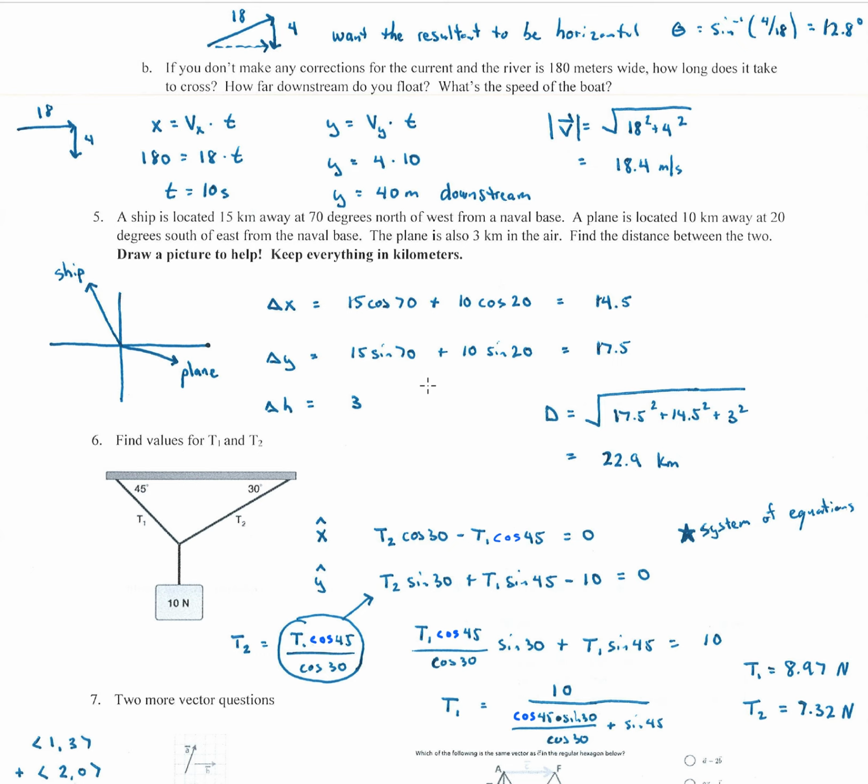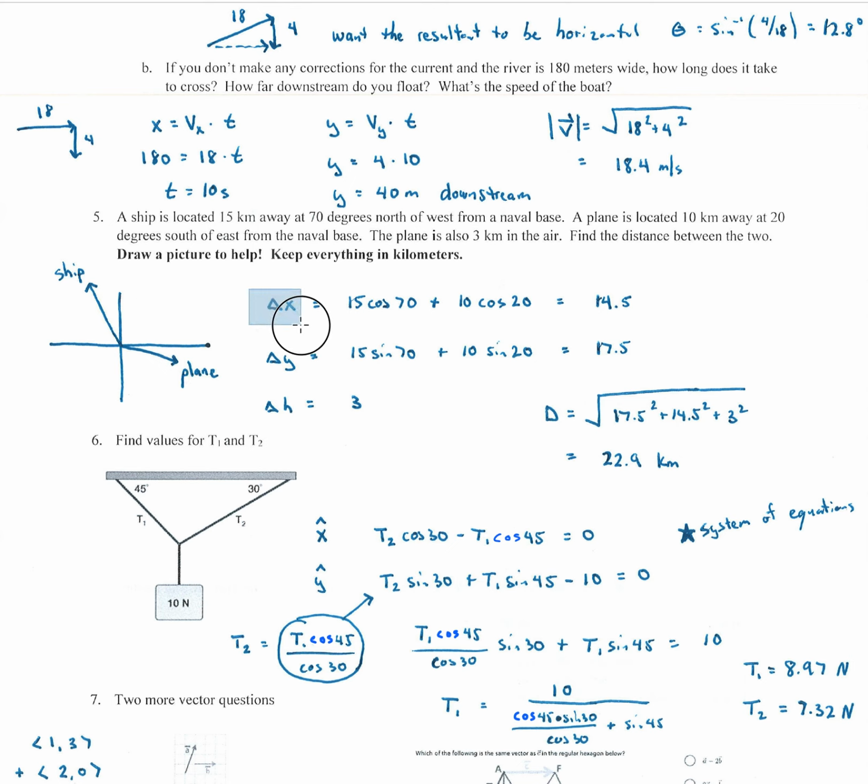The ship located, naval base. Okay, this one is all just about the three-dimensional Pythagorean theorem. You need to figure out how to find delta x, and again, this is going to be up to you. The plane looks like it is right and down, and the ship is left and up.